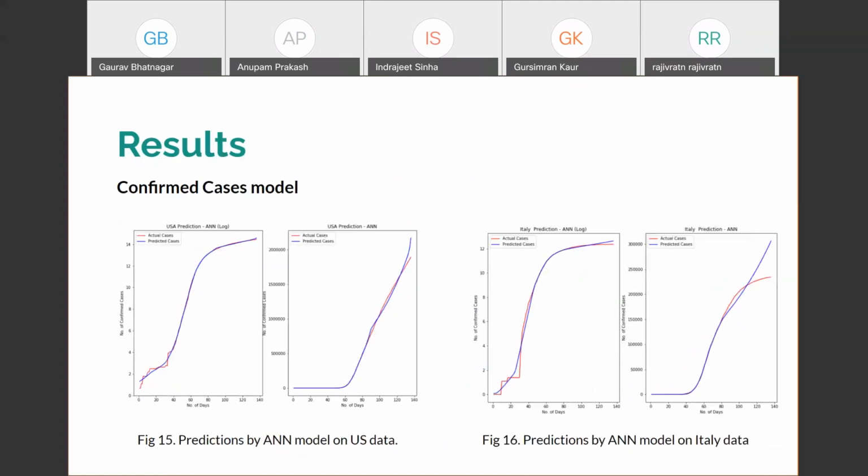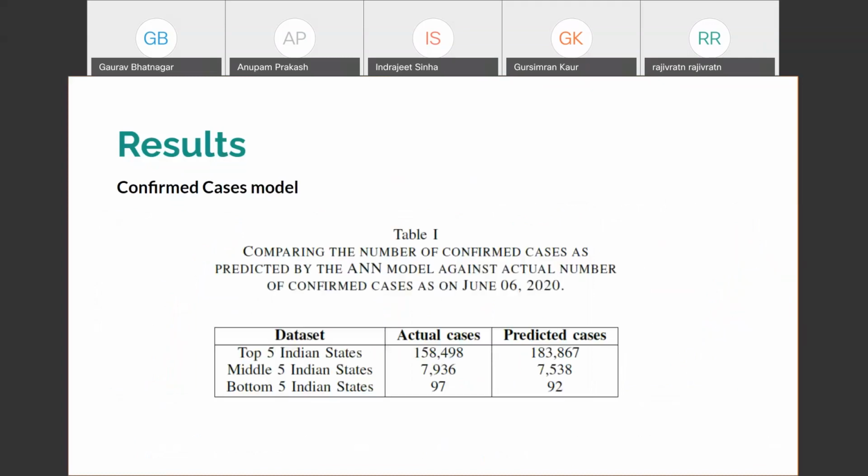And these are the results for USA and Italy by ANN. And then we tried to compare the total number of predicted values for the date June 6. So the actual cases for top 5, middle 5, and bottom 5 Indian states are indicated as compared to the predicted cases by ANN.